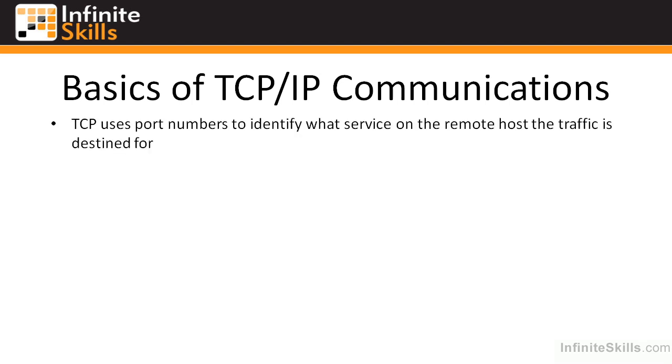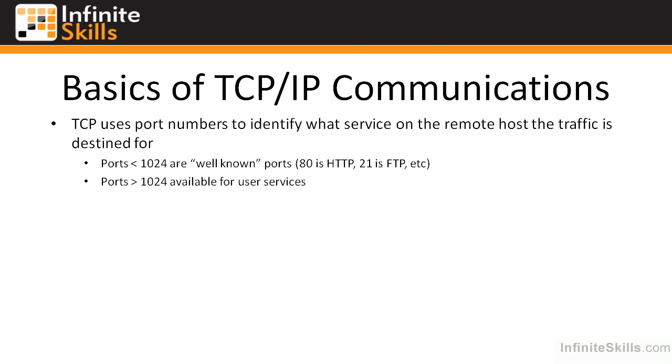Now, TCP and UDP and several other protocols use ports, but for now, we're concentrating on TCP. TCP uses port numbers to identify what service on the remote host the traffic is destined for. Ports below 1024 are well-known ports. If you go into Google and search for well-known ports, you'll find that 80 is HTTP, 21 is FTP, and so on and so forth. This will make a little more sense in just a couple of minutes when we look in Wireshark and see the source port and the destination port. But for now, we're just powering through the facts here.